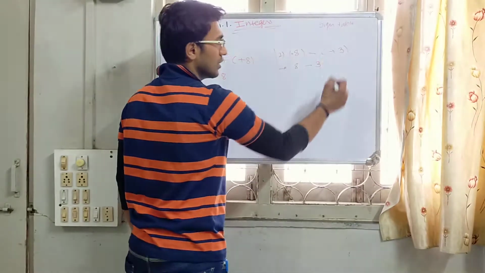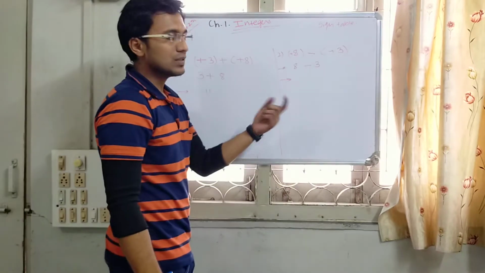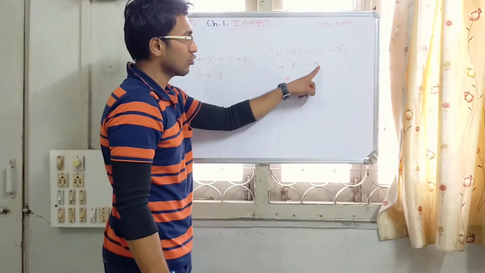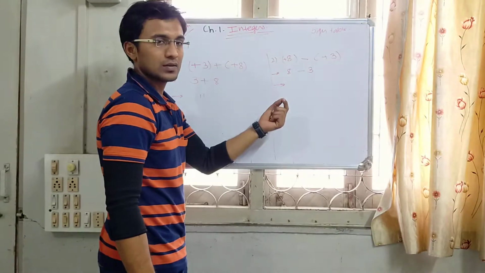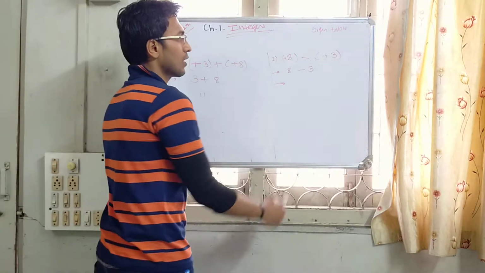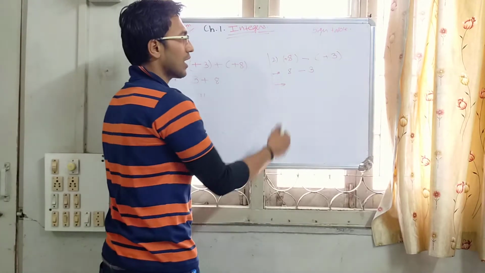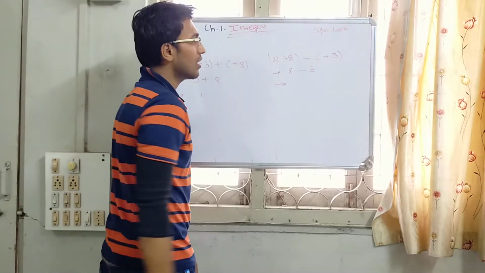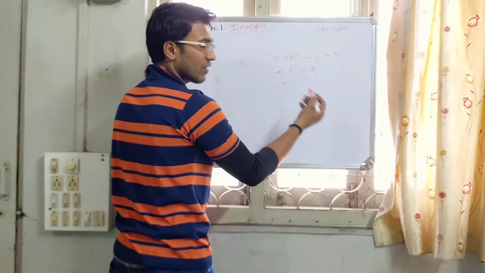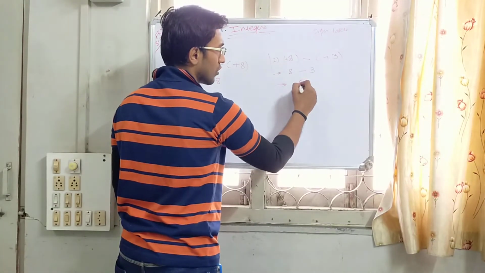So I'll write 3 here. Since this is plus 8 and now this is minus 3, the plus and minus would become minus, and the operation would be subtraction and the sign will be of the greater number. As we know from the number line, 8 is greater than 3. So I'll write 8 minus 3 as 5. I know that 8 minus 3 is 5.